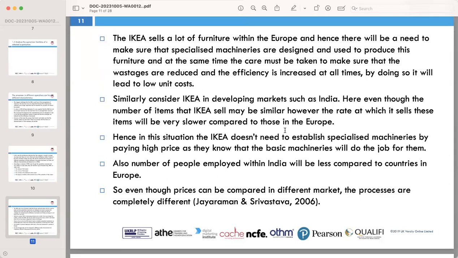So the price comparison between different markets may lead to misconceptions about process uniformity. The processes involved in these markets differ significantly. Market dynamics, customer preferences, and demand variations necessitate distinctive operational approaches. As he said, the processes are completely different. So even though prices can be compared across different markets, the processes are completely different.